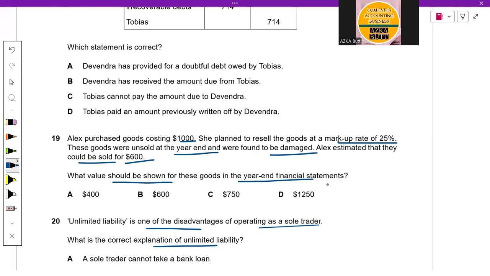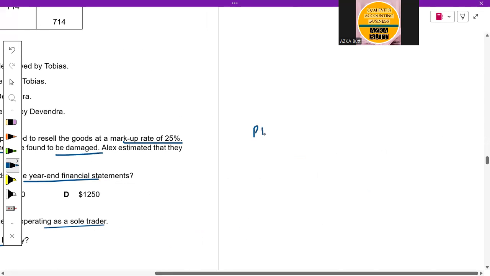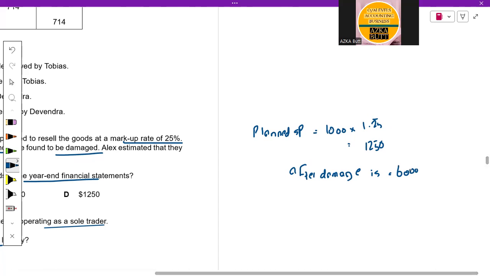According to the accounting principle of prudence or conservatism, inventory should be valued at the lower of cost or net realizable value. So the cost of goods was $1,000, and she has a planned selling price, which is about a 25% markup. So it means $1,000 multiplied by 1.25, and this is equal to 1250. The net realizable value, the estimated selling price after damage, is $600. Since the net realizable value of 600 is lower than the cost, which is $1,000, the goods should be valued at $600 in the year-end financial statement.